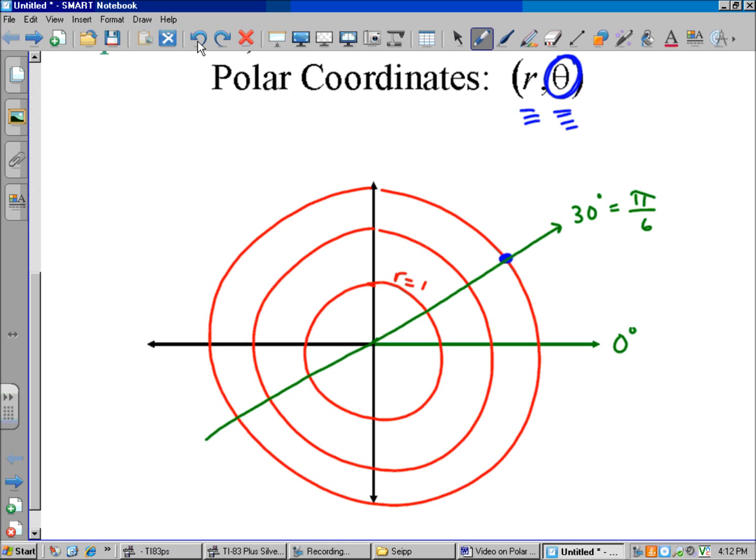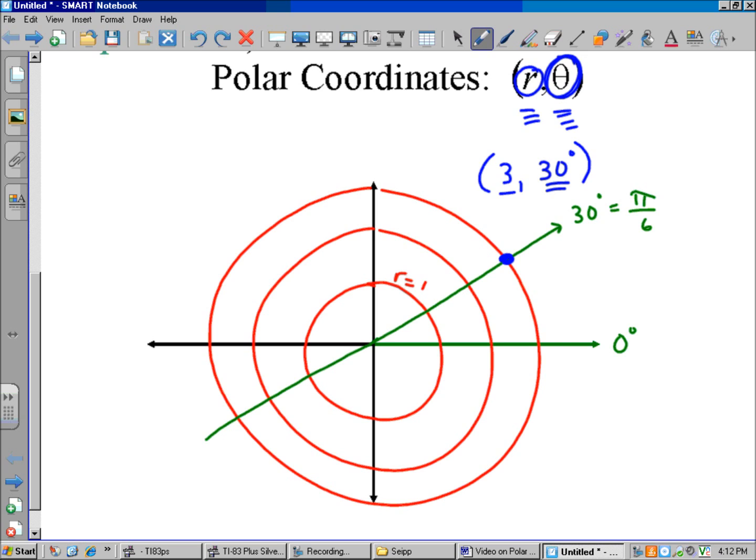But first, let's go back to this blue point. So we've got this point that has an r value of 3, because we know it's 3 units away from the origin, and it's got a theta value of 30 degrees, or of pi over 6. So we would name this point the point 3, comma, 30 degrees. That's the polar coordinate system.